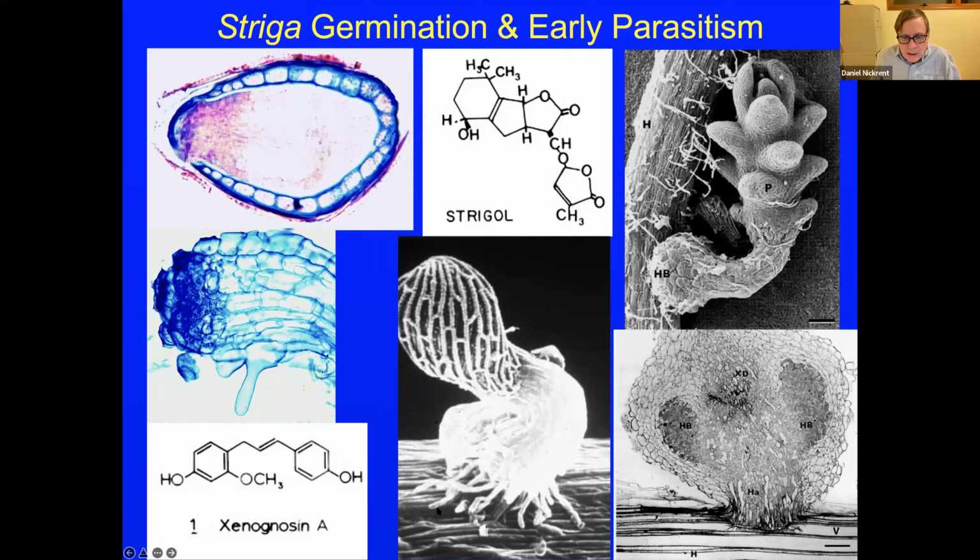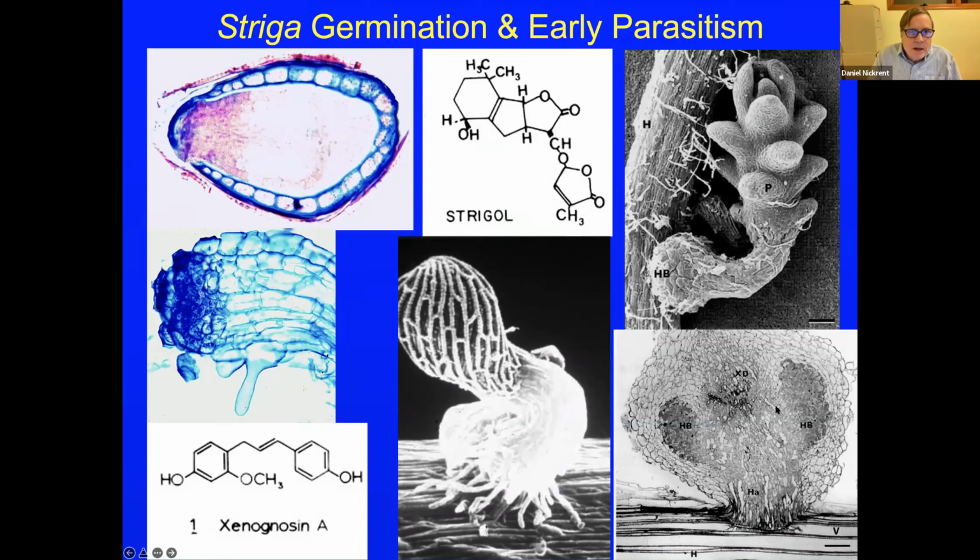Here's the little root, and there's the poor host root. And it's sticking it on there. Later, it forms a primary haustorium, and the little baby Striga is off to the races. This is all happening underground before you even see that your host plant, your crop, has been parasitized. When it gets older, this is what the haustorium looks like, penetrating into the host root, attaching to the xylem.